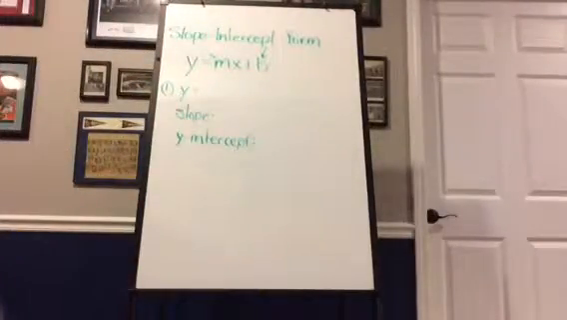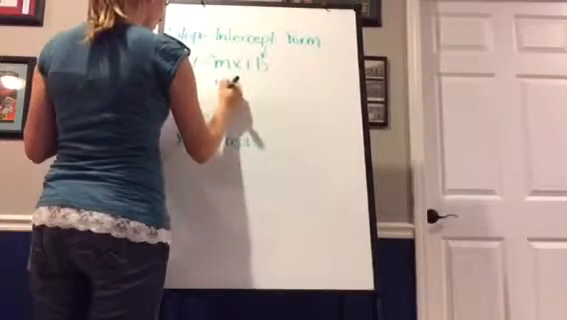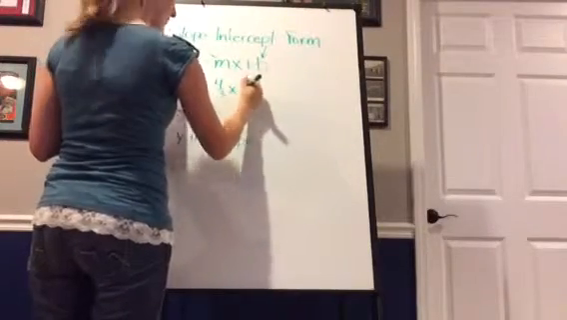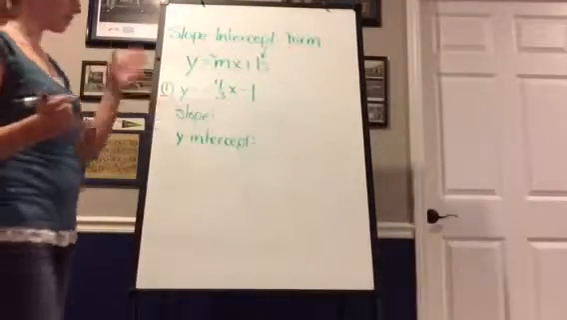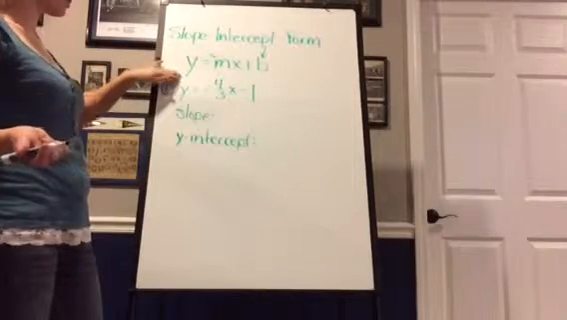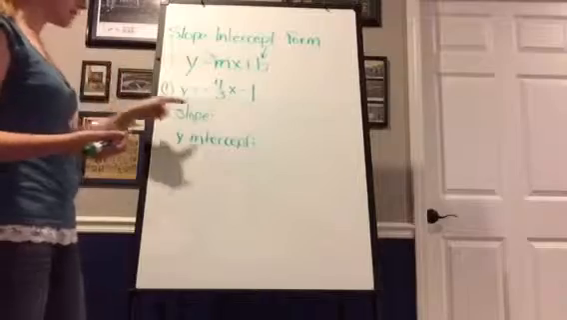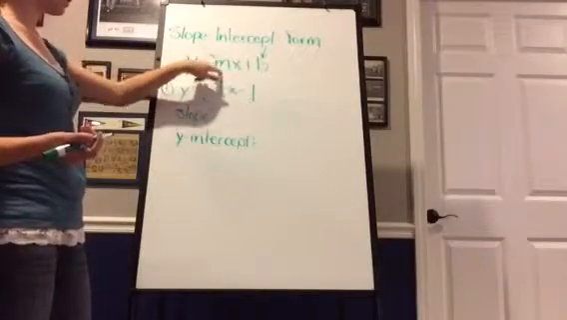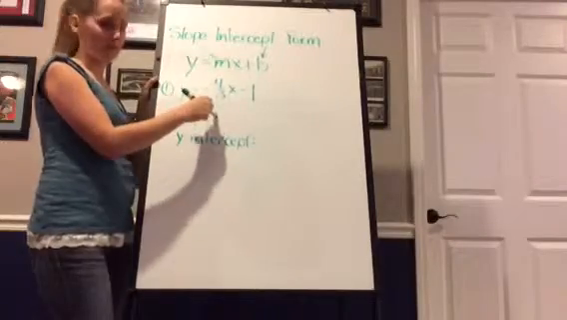Okay, for number 2, we have y equals negative 4/3 x minus 1. Okay? Again, looking at this problem, it's already solved for y, just like it's supposed to be. Slope-intercept form must be solved for y. This one is. Y is all by itself. So that means my slope is just going to be the number in front of x. So the number in front of x is negative 4/3.